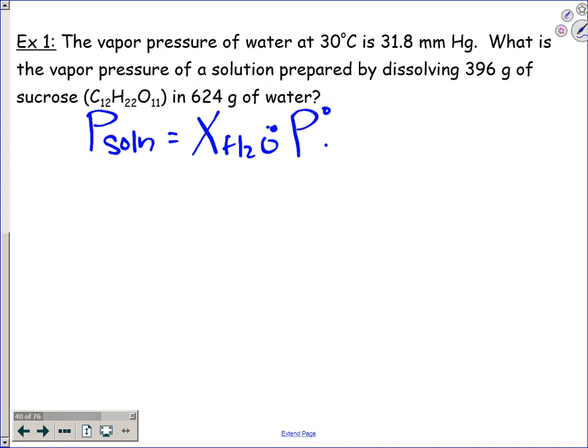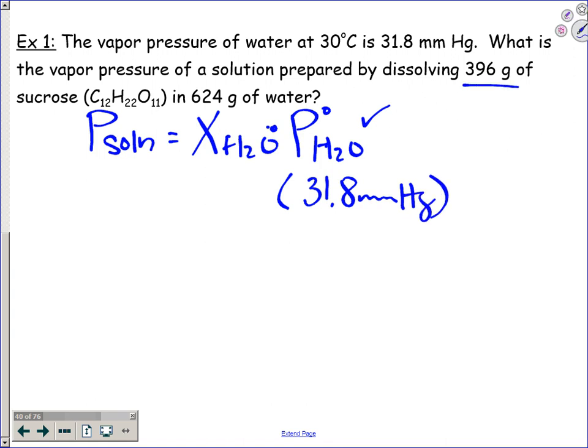P naught of solvent, which in this case is who? Who's the solvent? Water. Sucrose is in lesser amount. Remember, the lesser quantity gives you the solute, the greater quantity gives you the solvent. So we already know this, right? This is what? 31.8 millimeters of mercury. And you know these quantities here.